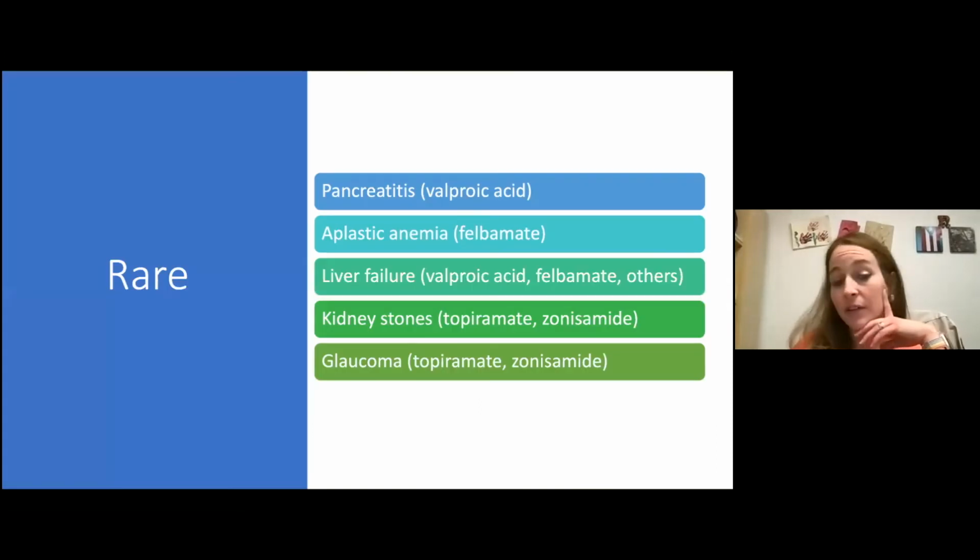Rare, very rare side effects, but important ones. Pancreatitis, which is an inflammation of your pancreas and causes severe abdominal pain and vomiting, and you don't feel like eating. You just have pain and vomiting and need to be seen in the hospital. This is really rare, but it can happen from valproic acid, and it's a contraindication. So once that happens, you can't be on the medicine again.